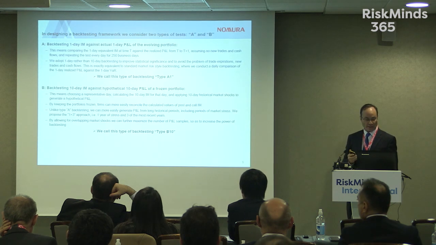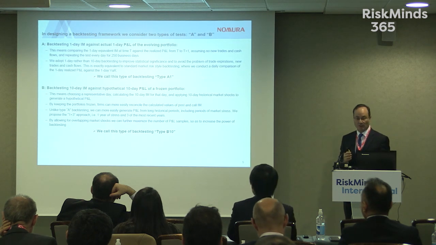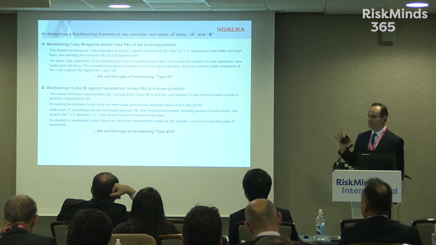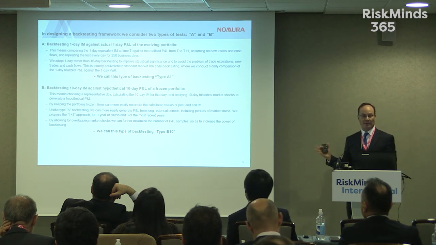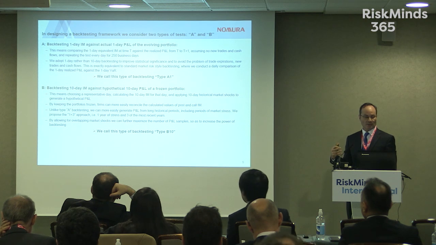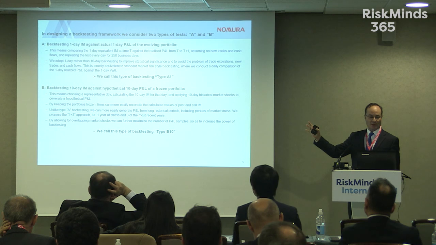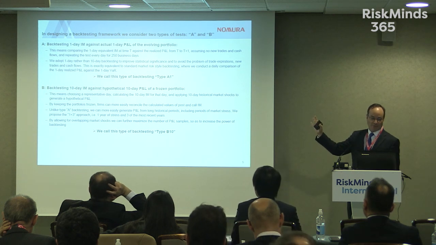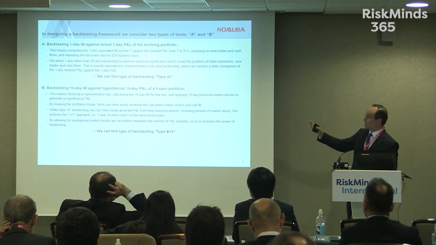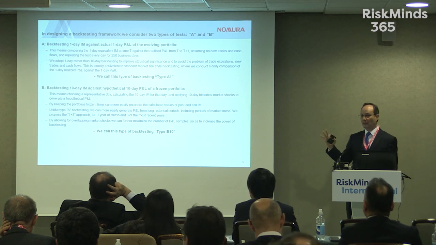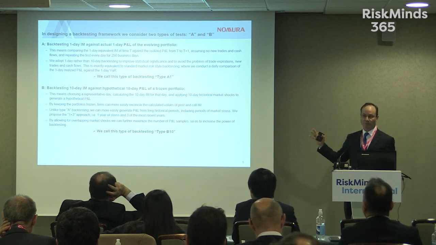So how do we do that within a framework of SIMM? Here's where we choose some slight variations on the backtesting that will help maintain the model. Type A is what we call the standard one, which I just described. Maybe A for actual, you can think of it like that. Here we're backtesting an equivalent one-day initial margin against a one-day P&L.